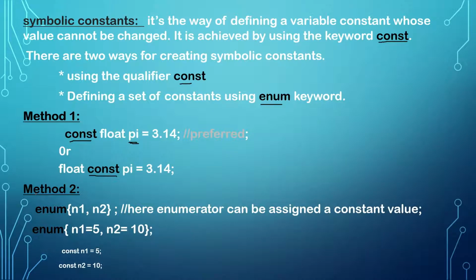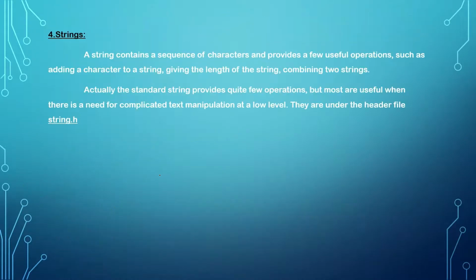Now next we will move on to strings. Here in C++ we have some special operations on strings. That is, we can concatenate two strings, we can find the length of the string, we can remove a part of the string. All these operations are already built in. They can be used in our program by including the header file string.h. Here a string means a sequence of characters given in double quotes.